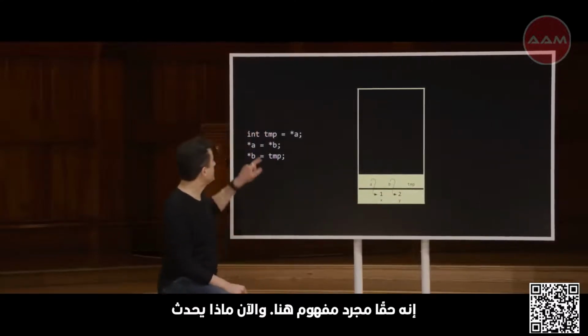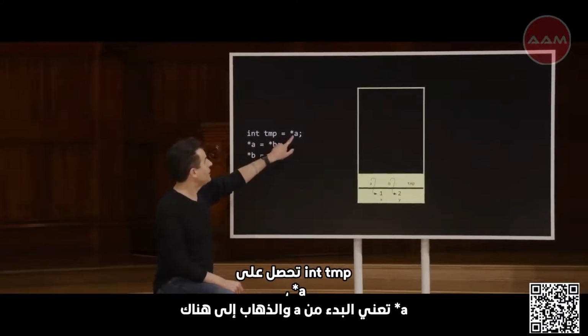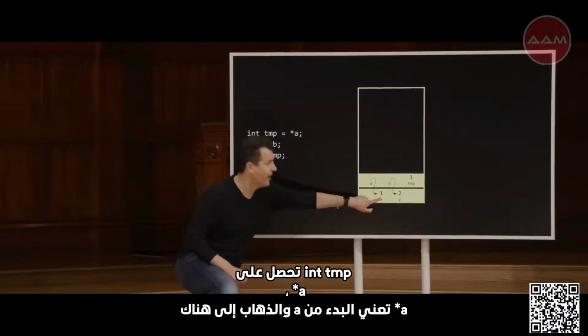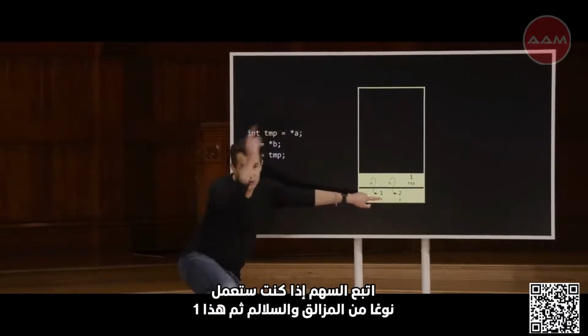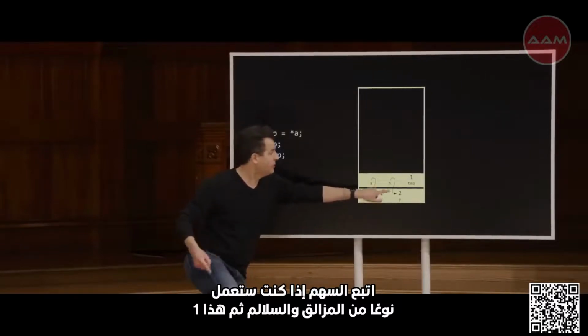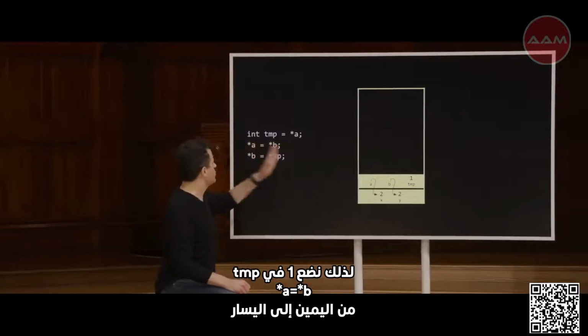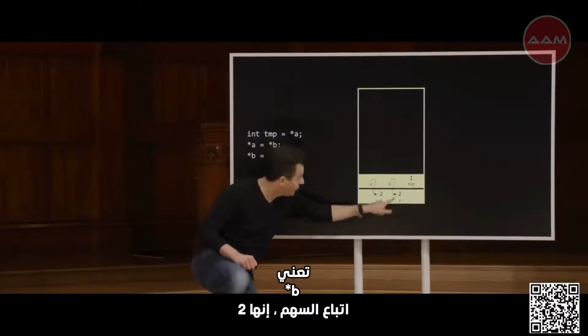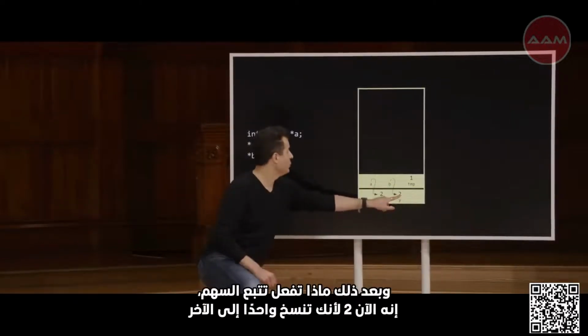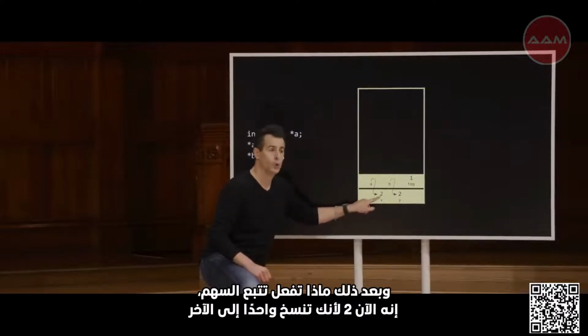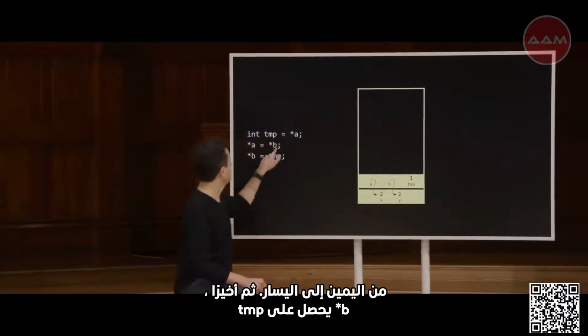So now what happens? int temp gets star a. Star a means start at a and go there. Follow the arrow, if you will, sort of Chutes and Ladders style. And then that's 1, so we put 1 in temp. All right, star a equals star b. So let's do it from right to left. Star b means follow the arrow. It's 2. And then what do? Follow the arrow. It's now 2 because you copy 2 to the other from right to left.